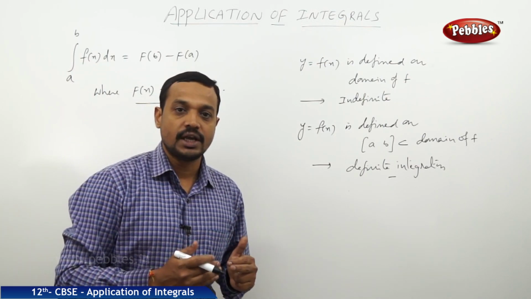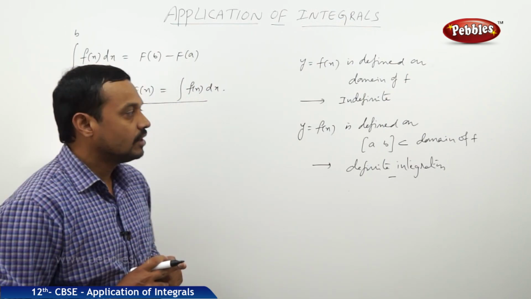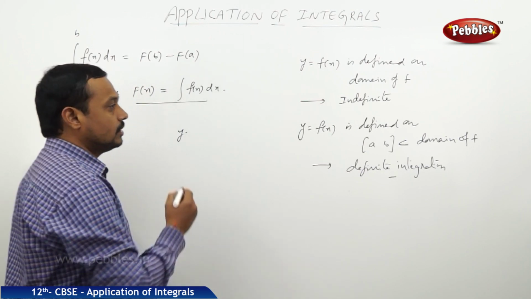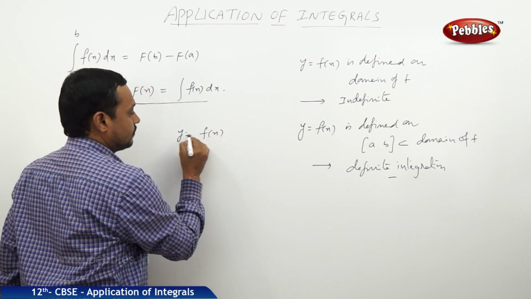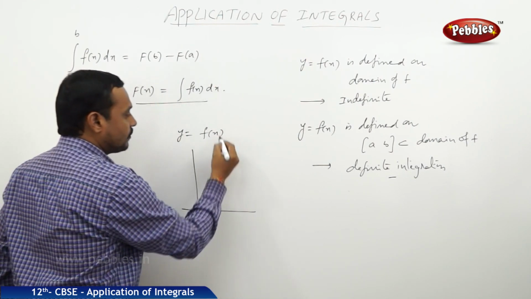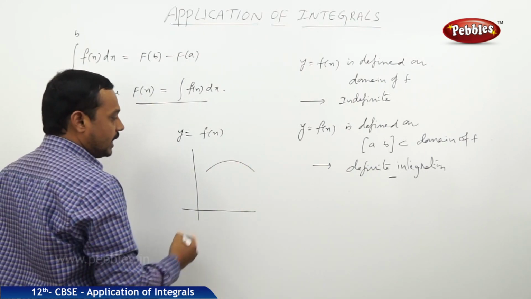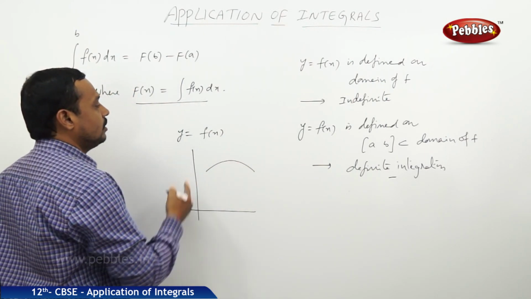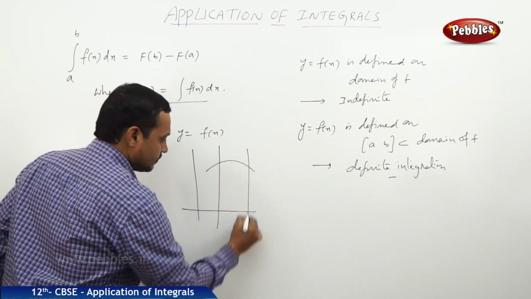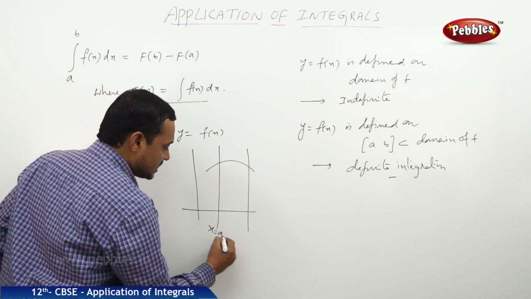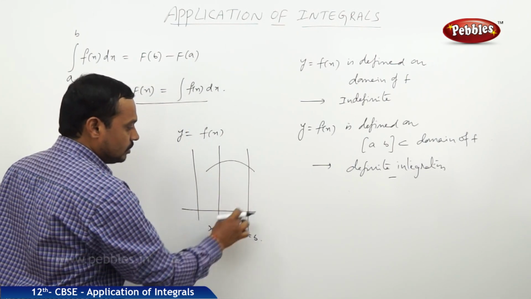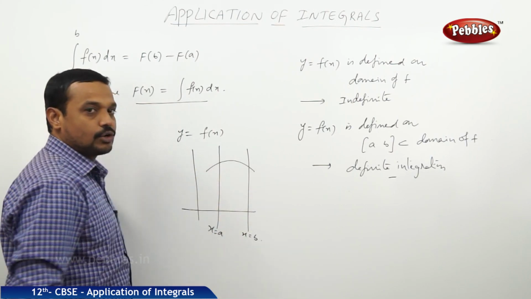The major application of the integrations is finding areas of the region bounded by the curves. Now let us take some function y is equal to f of x. Suppose the graph of the function is like this, and what is the area of the region bounded by this curve y is equal to f of x with x-axis, and between the lines x is equal to a and x is equal to b. Now this is the area bounded by this curve between x-axis and the lines x is equal to a and x is equal to b.